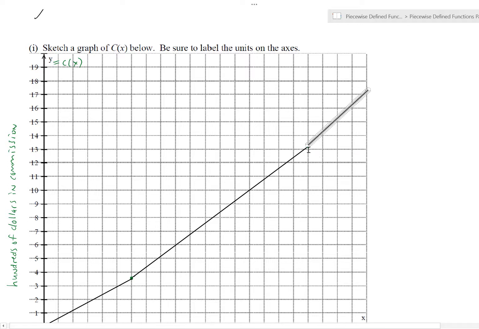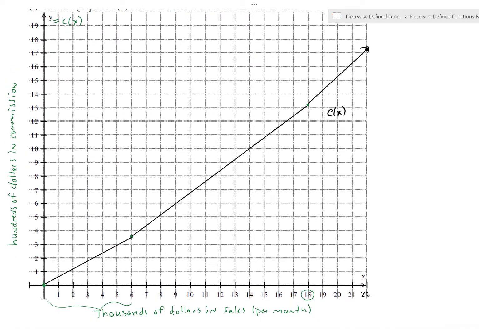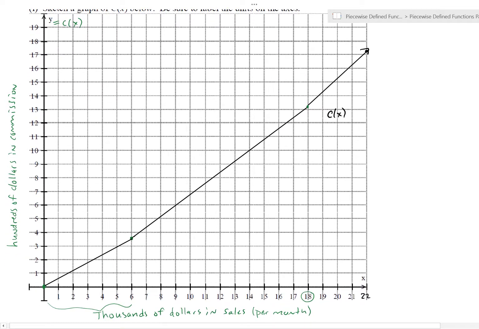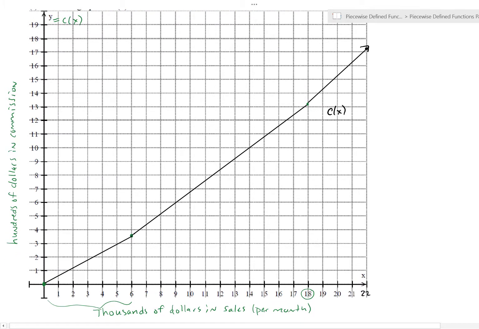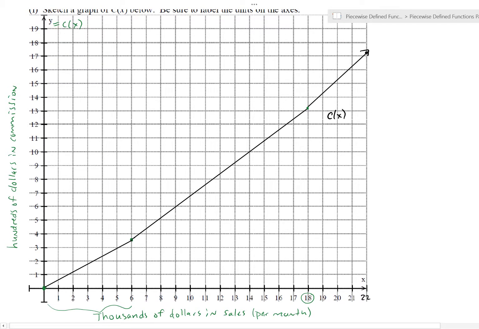Draw a line just because we know it goes on forever. So it is piecewise, and you know the slopes of the lines looked very similar. That's because they only differ by 0.02 each time, but that is our function, c of x. And so there you have it. It's kind of a long application problem, but hopefully it helps see how we can apply it to other scenarios as well.